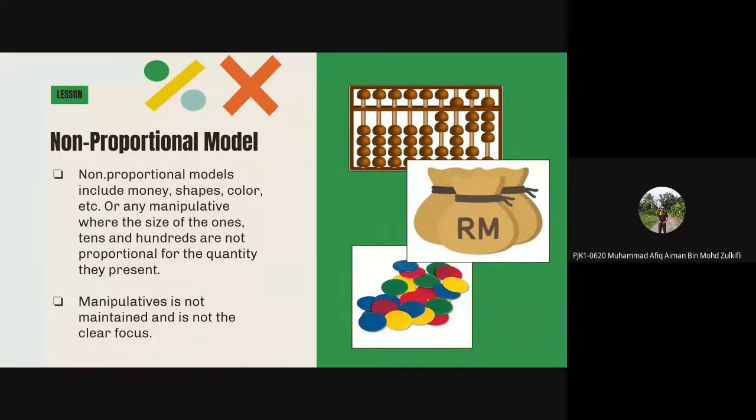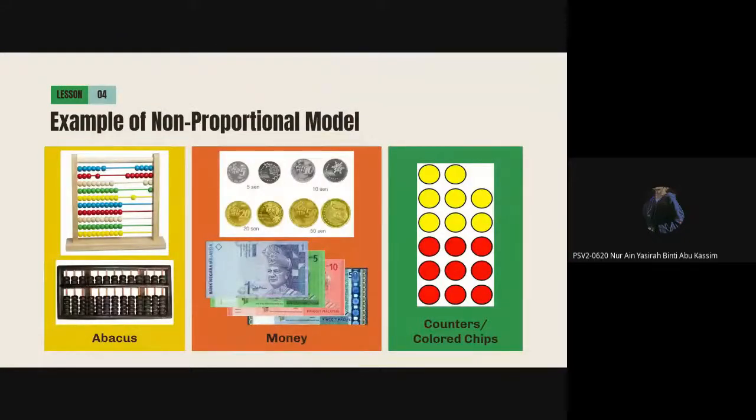Next, we go to the non-proportional model. Non-proportional models include money, shapes, color, and others, or any manipulative where the size of the ones, tens, and hundreds are not proportional to the quantity they represent. Proportionality of the manipulatives is not maintained and is not the clear focus. Next is examples of non-proportional models, which are the abacus, money, counters, and colored chips.